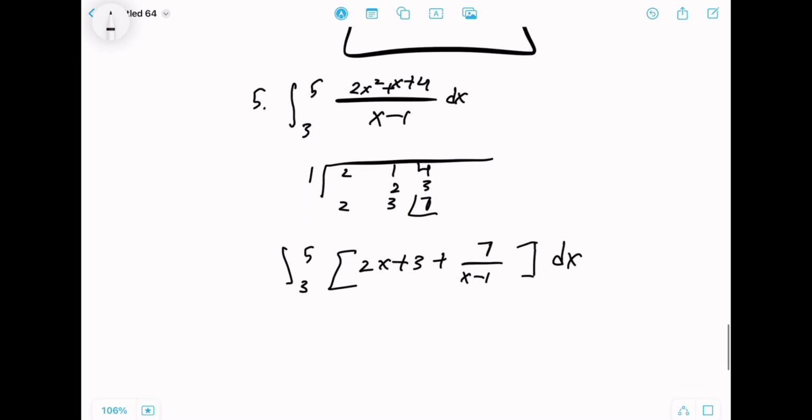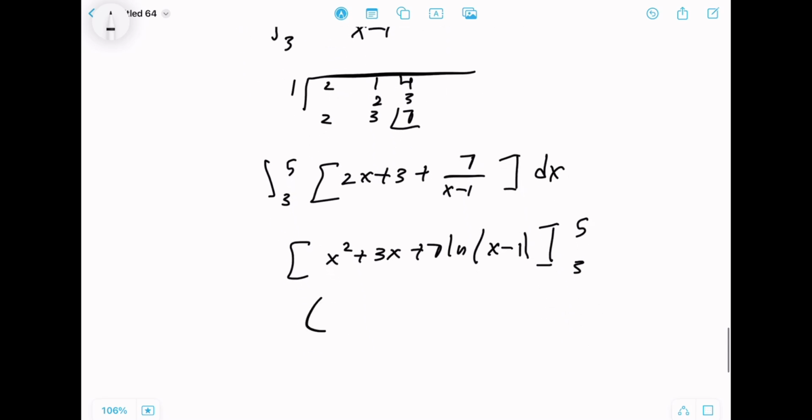dx. So this is going to be x squared plus 3x plus 7 ln of the absolute value of x minus 1, evaluated from 3 to 5. So this is going to be 25 plus 15 plus 7 ln of 4, minus 9 plus 9 plus 7 ln of 2.